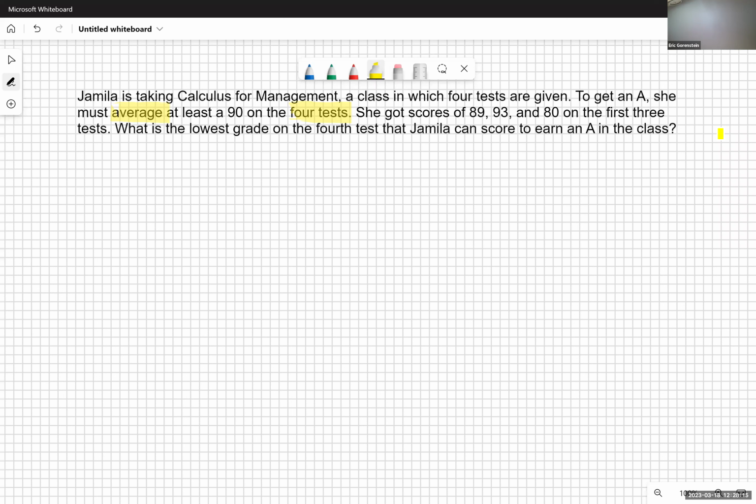The next really important phrase here is the actual question. So let me underline that in red. What is the lowest grade on the 4th test that Jamila could score to earn an A in the class? So that's what we're looking for. That's the unknown here. Now there's a number of different ways we could solve this problem, but this is an algebra class, so let's use algebra.